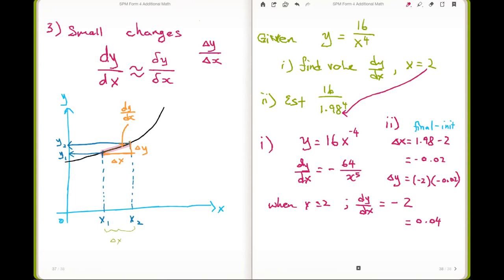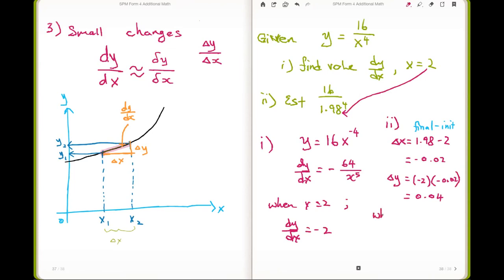It's quite confusing about this line. Let me erase this line. Oh, dy over dx is minus 2. dy over dx equals minus 2. Okay, so here would therefore be negative 0.04. Next thing you do is you estimate this value.